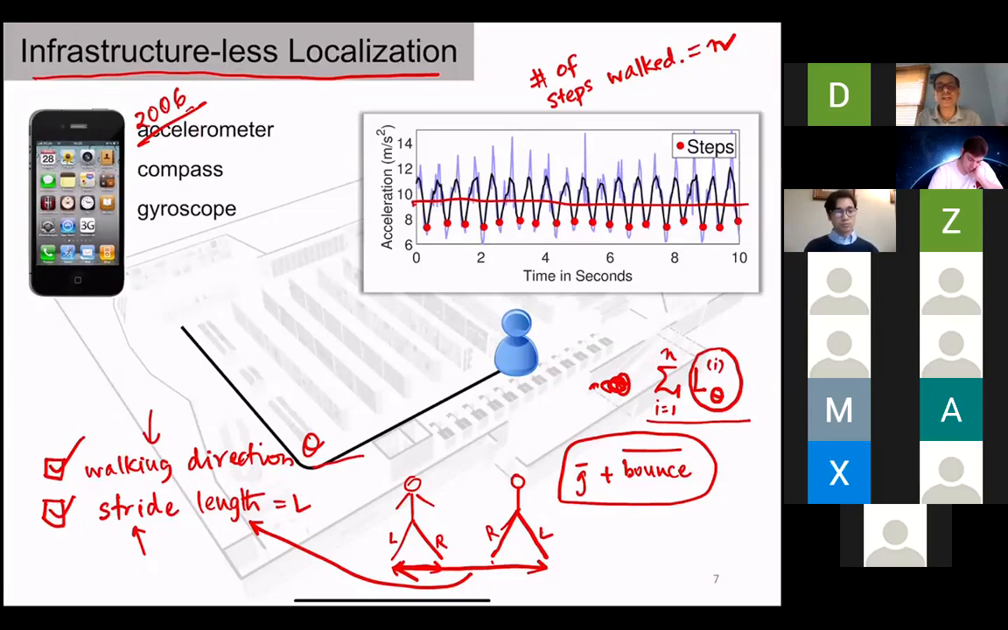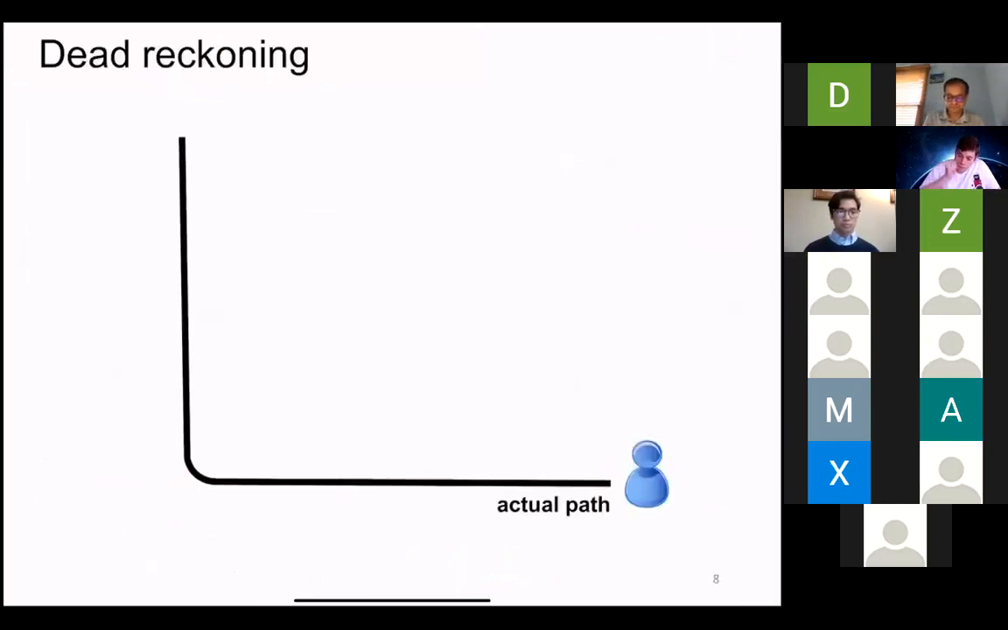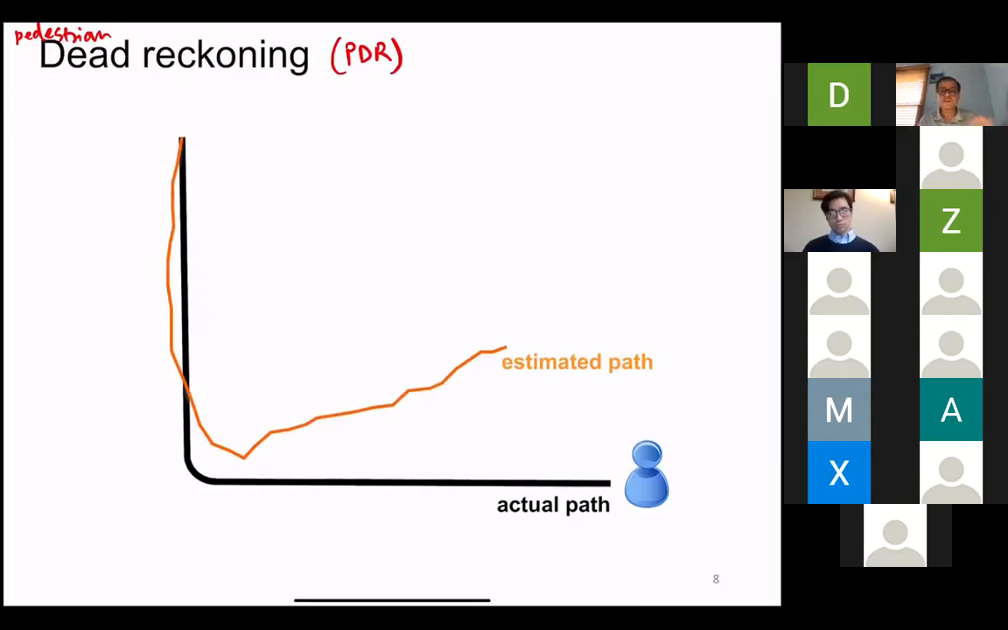I didn't tell you how I will get theta or how I'll get stride length. For stride length, there is a simple heuristic. For walking direction, let's assume that I'm holding the phone with the y-axis facing my front. So this is called dead reckoning, or often pedestrian dead reckoning, where from my IMU I estimate what my trajectory is. This is my IMU estimated path.